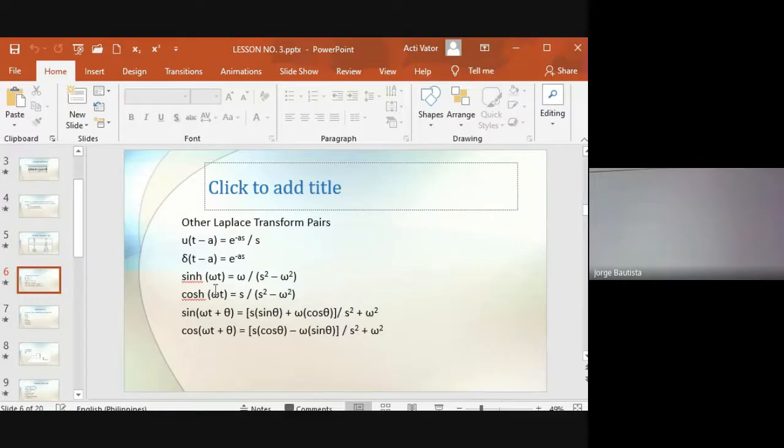Okay, so if your function is hyperbolic, so instead of plus, this one will become minus. Magma-minus to kapag hyperbolic itong dalawa.